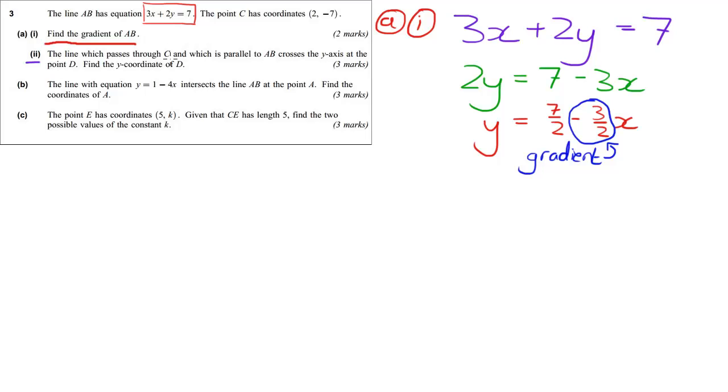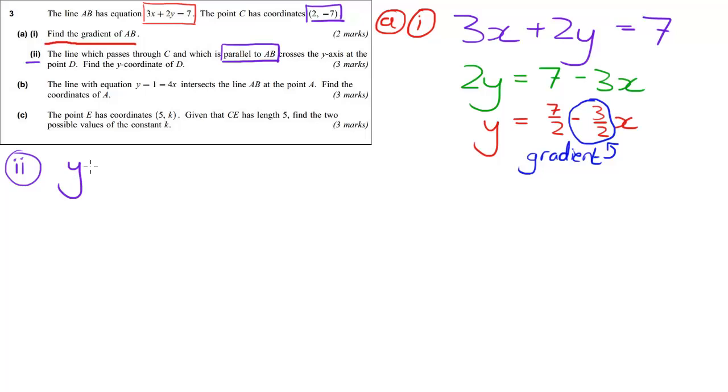So we have a line that passes through C parallel to AB, so it means it has the same gradient as AB and crosses the y-axis at the point D, and we want to know basically what is the y-intercept of this line that passes through C that is parallel to AB. So let's write this down here, this part 2.